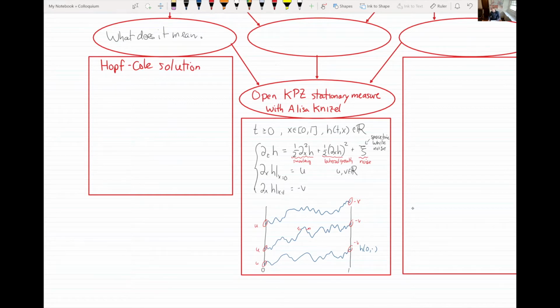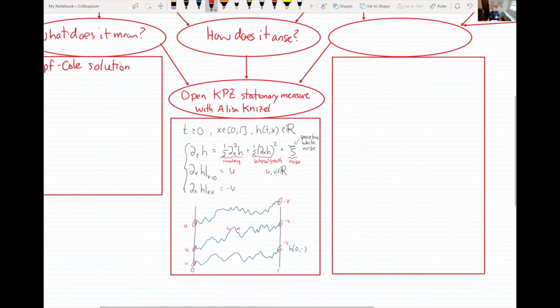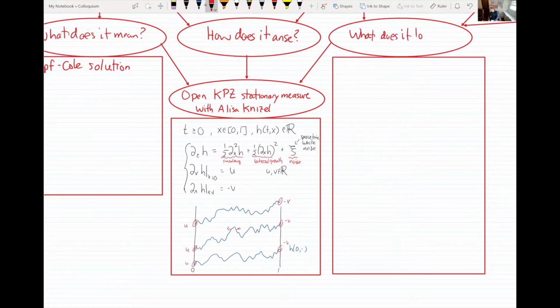Okay. The second question is, how does this equation arise? So does it arise as scaling limits of some simple physical models? And the third is, what does it look like? And what I really mean by this question is, if you look at the equation after a long time, what will the profile, the height function, look like?